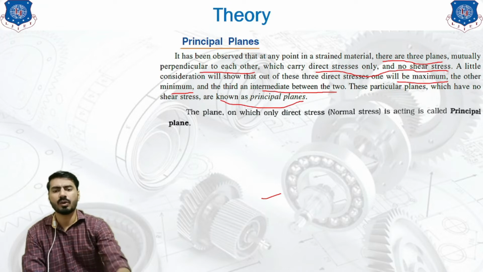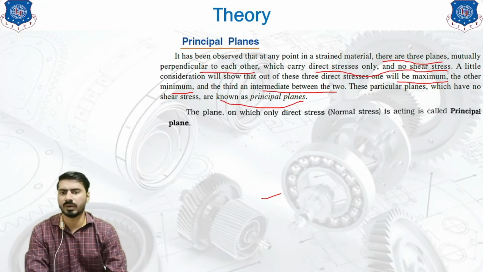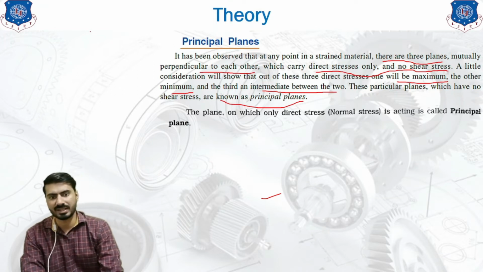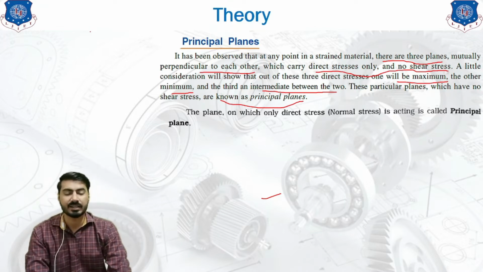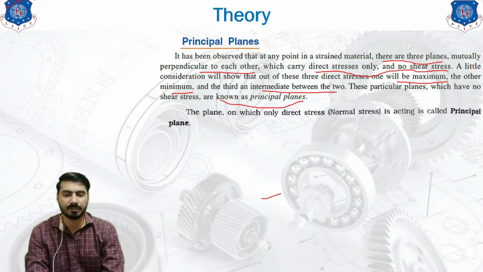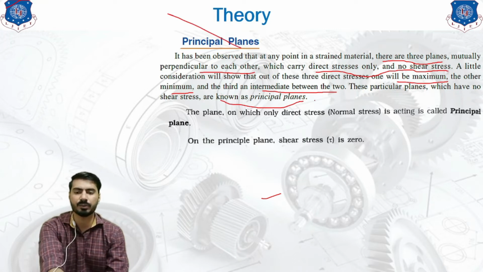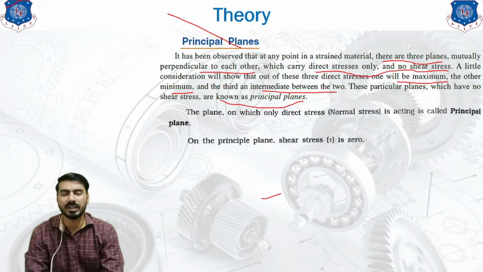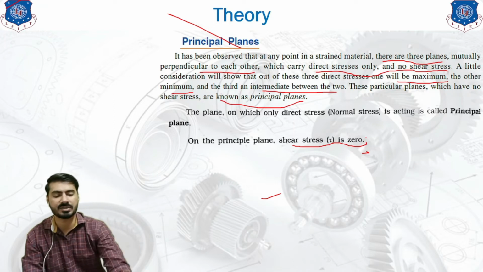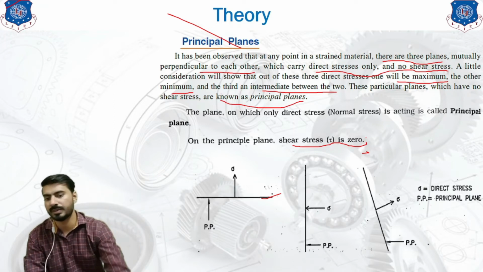So in short, what can you write whenever it is asked for 1 mark? You can write that a plane on which the direct stress, also known as the normal stress, is acting is called a principal plane. Now this definition will help you to gain the proper marks. What you also need to remember is that on the principal plane, the shear stress tau is 0. So keep in your mind that the shear stress value on this particular plane will be 0.